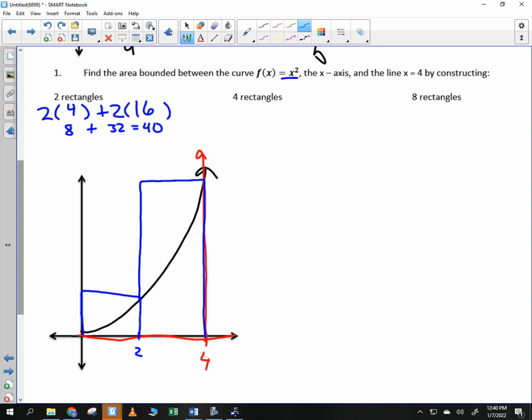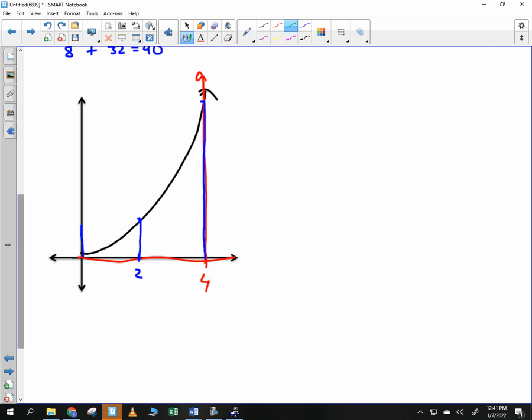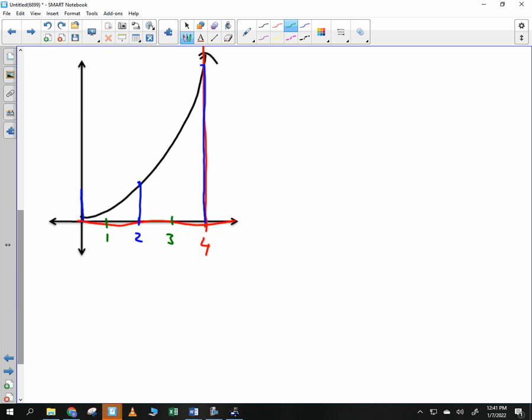Please watch how I can change this just a little bit, okay? So I'm going to get rid of the blue. And I know that you're going to struggle to do that in your drawing, so you have to kind of rely on mine to some degree. But I'm now going to make 4 rectangles. What would be the width of each rectangle? 1, yep. So I have 1, 2, 3, and 4. I'm going to draw the rectangle to the right side of the interval.